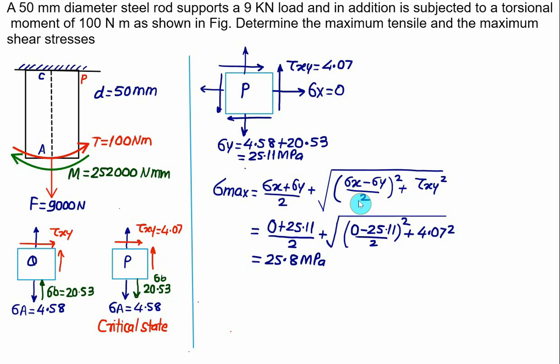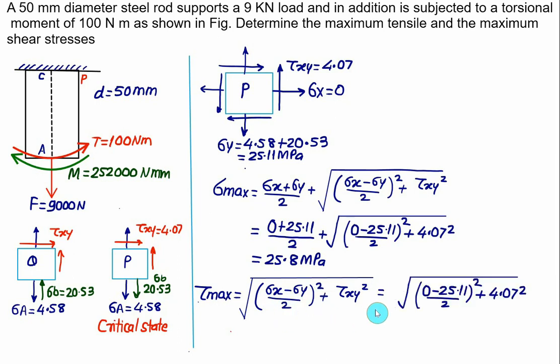And this under root value itself is the maximum shear stress. That is, we have tau max equal to under root of ((sigma x minus sigma y) by 2) whole square plus tau xy square, which is the same as under root of ((0 minus 25.11) divided by 2) whole square plus 4.07 square. In this case, you will get the value of tau max equal to 13.8 megapascal.